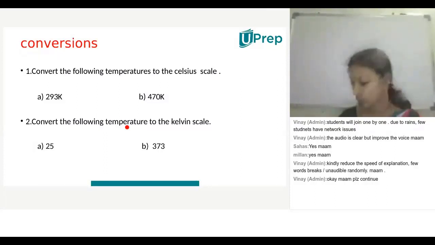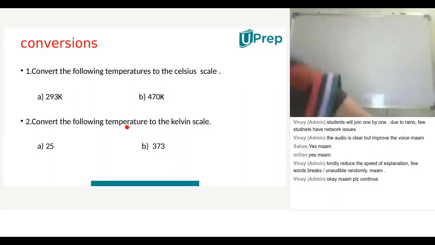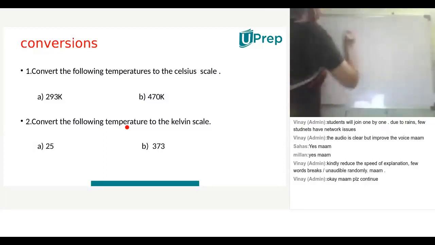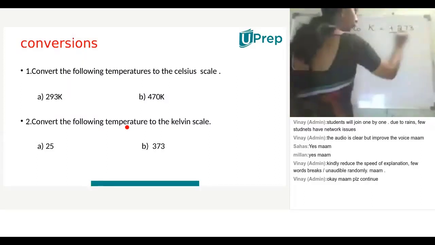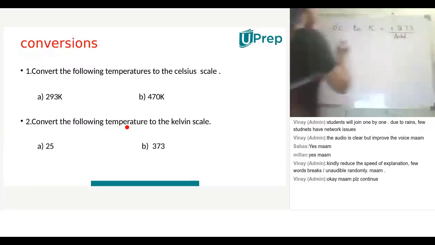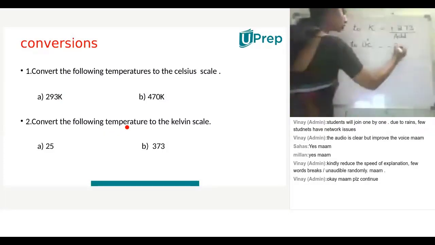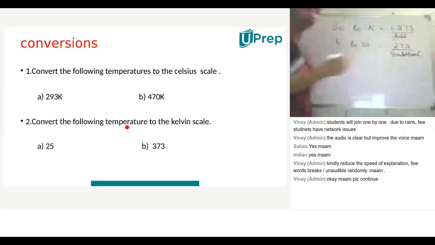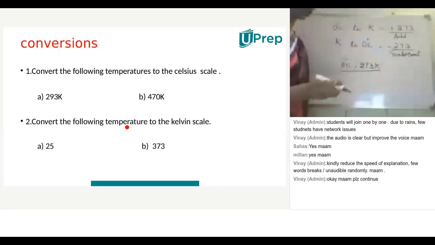So when I want to convert Kelvin to degrees Celsius, we need to subtract 273 from the value. If it is degrees Celsius to Kelvin, we need to add 273 to that value. If it is Kelvin to degrees Celsius, we need to subtract 273. Actually, what is 273? Yes, 0 degrees Celsius is equal to 273 Kelvin.